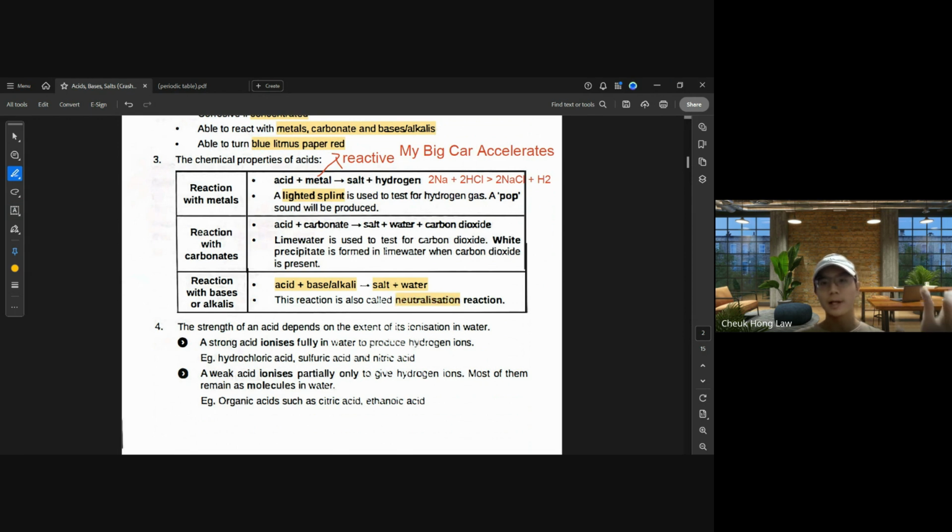So why is it neutralization? Think of it like firefighters. Firefighters neutralize the fire. So the firefighters are your alkali, your base, and the fire is your acid. The firefighters will neutralize the acid, so the base neutralizes the acid. That's why the whole reaction is called neutralization. Then salt and water will be formed.